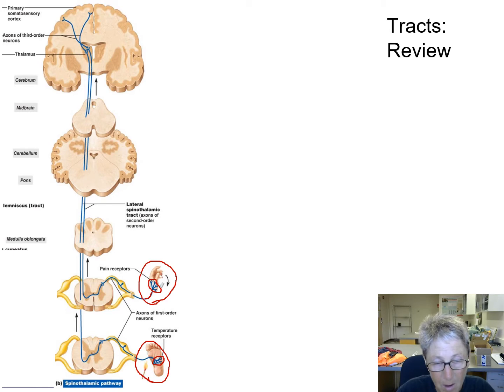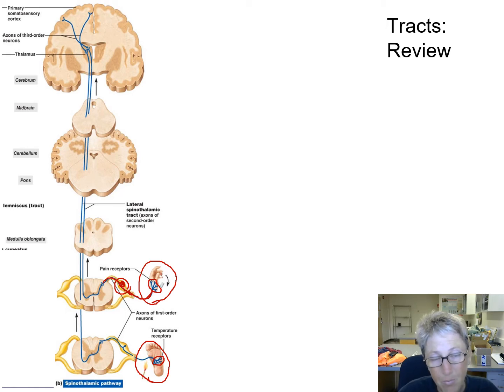So let's look at the pain one. So here's the axon of first order sensory neuron. Action potentials are traveling along the axon, and this piece right here is the dorsal root ganglion. And then this little guy right here is the cell body of a sensory afferent neuron. So the information about pain will travel along the axon. It will go into the spinal cord.